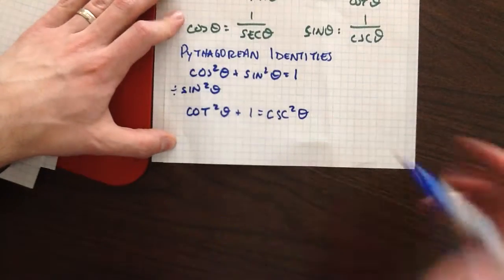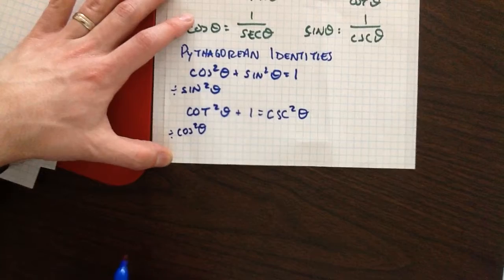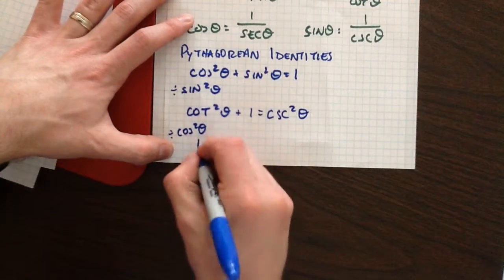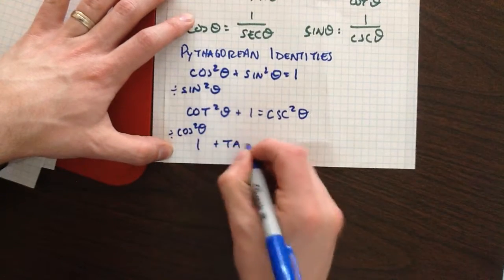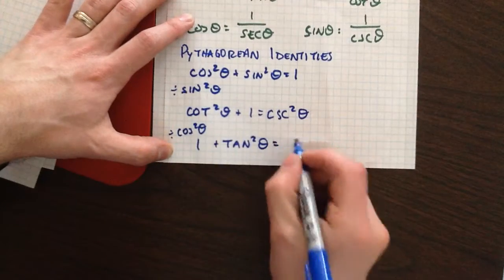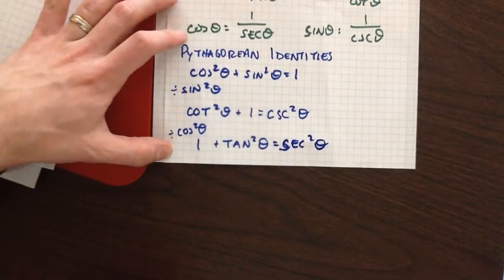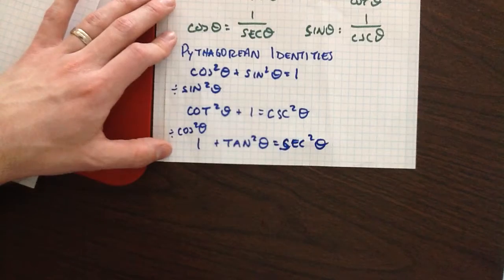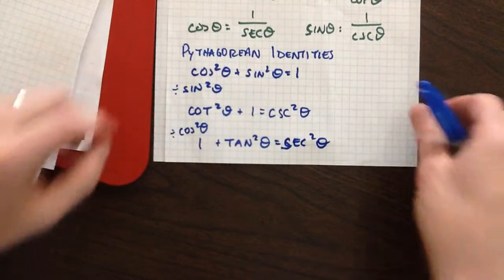If instead we take this and divide by cosine squared, the original cosine squared divided by cosine squared gets us 1. Sine over cosine gets us plus tangent squared. 1 over cosine gets us secant squared. We've got a way of connecting different functions here. So we've got 1, 2, 3, what we call our Pythagorean identities. They're based off of the Pythagorean theorem.